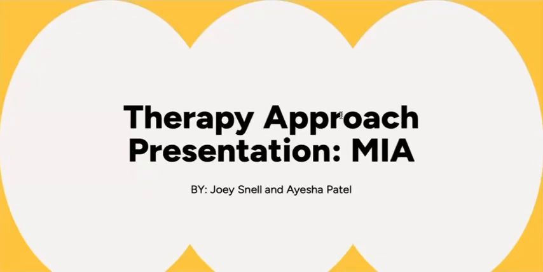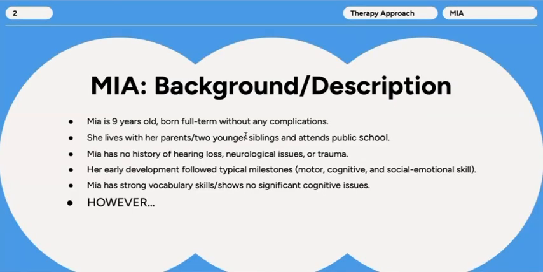We had Mia's background and description. So Mia is 9 years old. She was born full term without any complications. She lives with her parents, her two younger siblings, and attends public school. Mia has no history of hearing loss, neurological issues, or trauma.